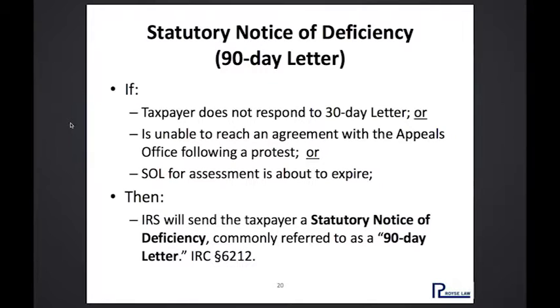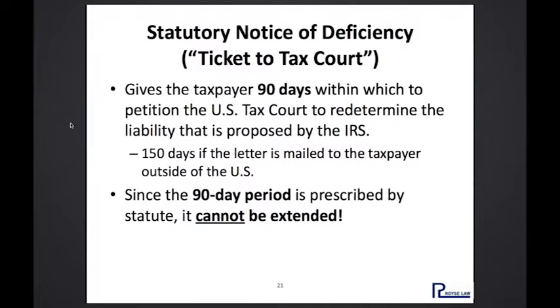If the taxpayer does not respond to the 30-day letter or is unable to reach an agreement with the IRS Appeals Office following a protest, or the statute of limitations is about to expire, then the IRS will send the taxpayer a statutory notice of deficiency, commonly referred to as a 90-day letter. The statutory notice of deficiency, or stat notice, is the ticket to tax court. It gives the taxpayer 90 days within which to petition the U.S. Tax Court to redetermine the liability that is proposed by the IRS.